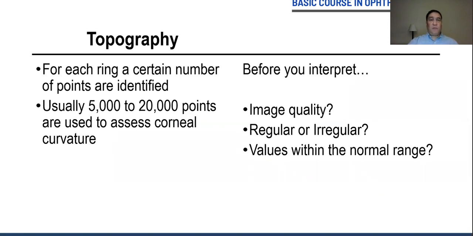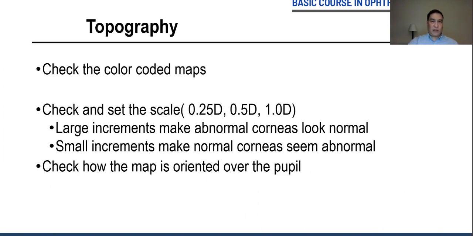Now in topography, before you interpret, you need to know what is the image quality, whether your astigmatism is regular or irregular, and if the values are within the normal range. For each ring, a certain number of points are identified, usually 5,000 to 20,000 points. Most topographers now are 20,000 points or more. So even Placido-based topographers, which are less in use now, are very, very accurate for the corneal surface with 20,000 points or more.